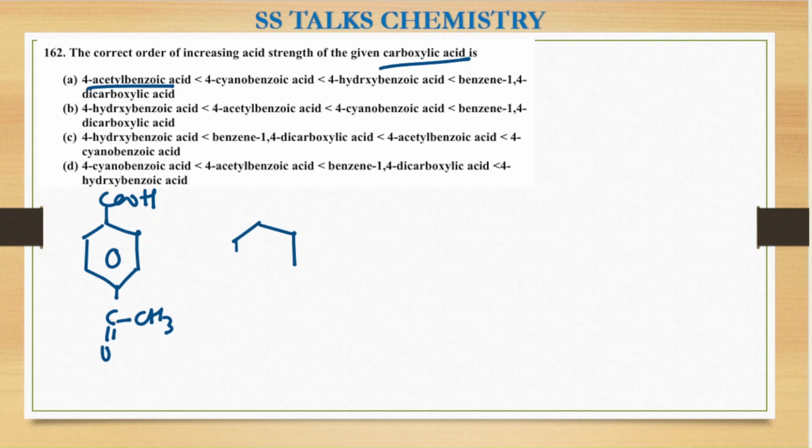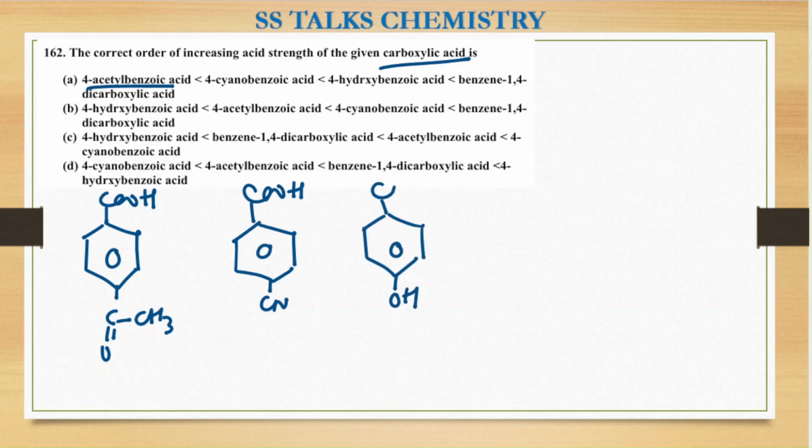Next species is 4-cyanobenzoic acid. So here COOH and here will be this cyanide. Next is 4-hydroxybenzoic acid. So that means here is this OH group that is present and here is this COOH. Next is benzene 1,4-dicarboxylic acid, that is this one, COOH and the COOH.